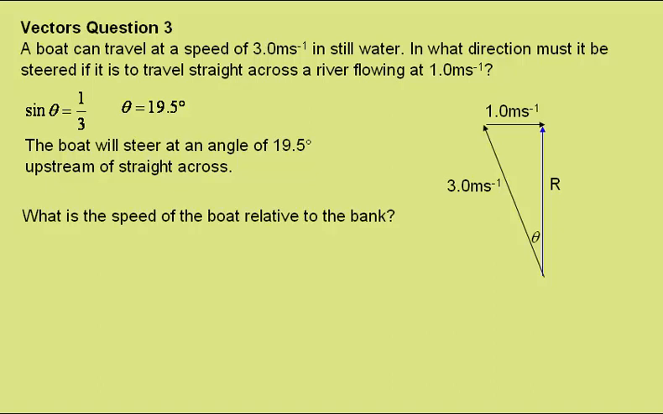Now I'm asked to find what is the speed of the boat relative to the bank, the size of R. And for this I can use Pythagoras, and I know that 3 squared minus 1 squared must equal R squared. And so R is 2.8 meters per second.